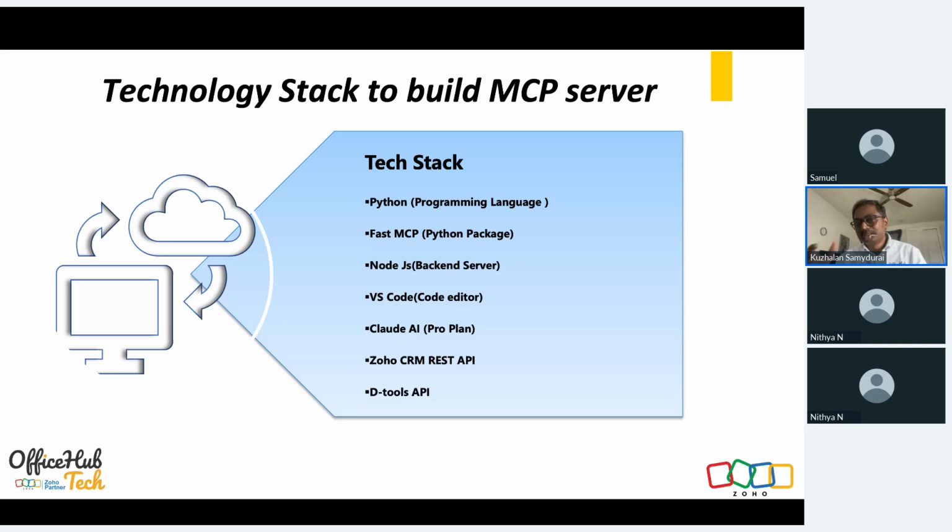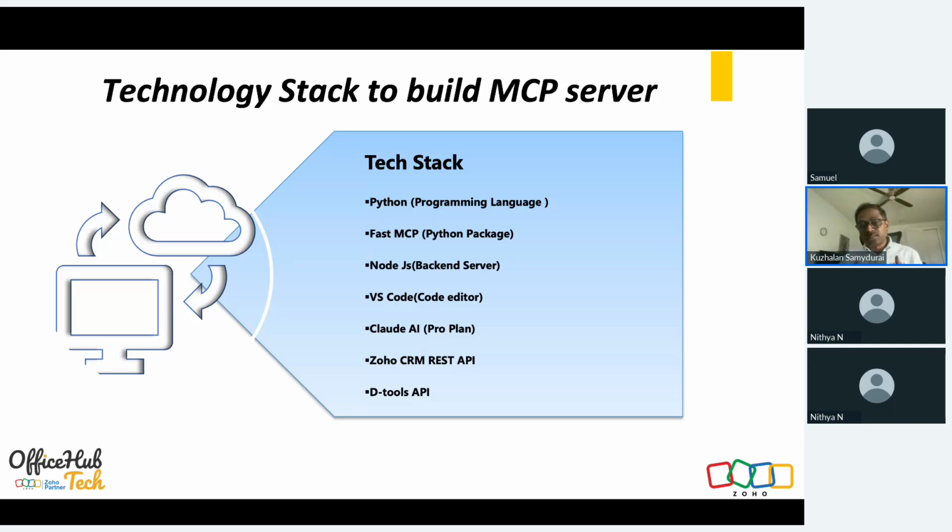It is not for you to do anything on that side. Like, we have already built it. So we built it with Python and the Python package MCP, FastMCP, and Node.js as the backend server. We use the code editor. We use the Claude AI Pro plan, and we also connected Zoho CRM and D-Tools, right? If you have some other CRM, you can definitely connect it with D-Tools along with that, right? D-Tools API. This is the technology stack with which we built this MCP server, right?